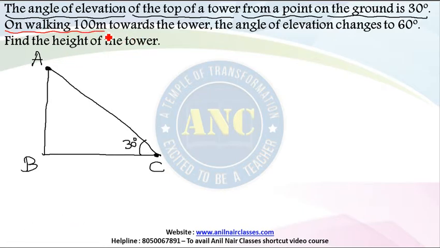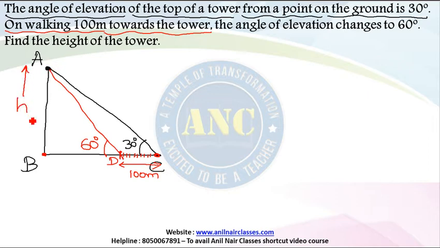On walking 100 meters towards the tower, that means, this is the tower, AB is the tower. I am at this point right now called C. I kept on walking like this. 100 meters is what I have walked right now. So that means DC value is 100 meters. The angle of elevation changes to 60 degrees. This angle will now become 60 degrees. Find the height of the tower. Height of the tower is AB. I will call it H. I will have to find the height of this tower.